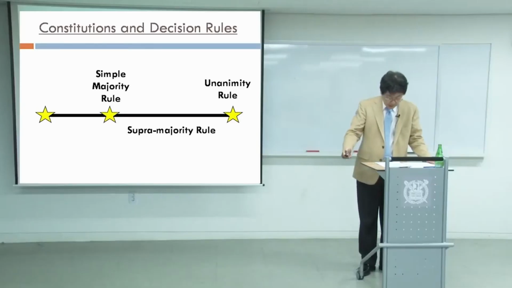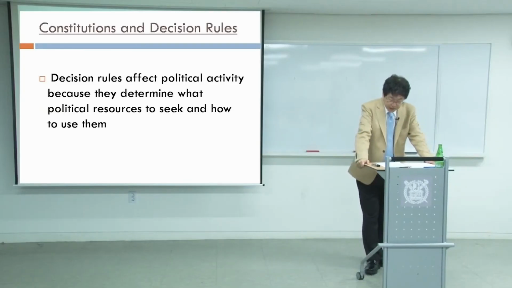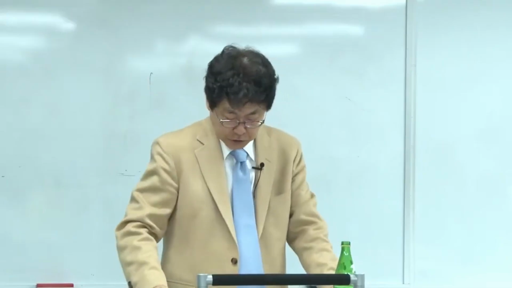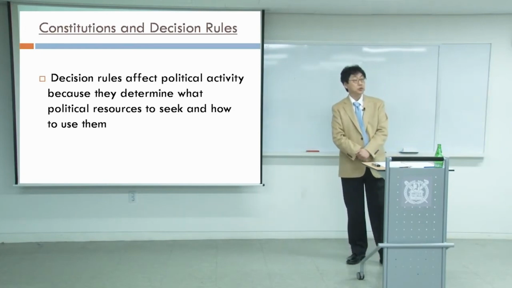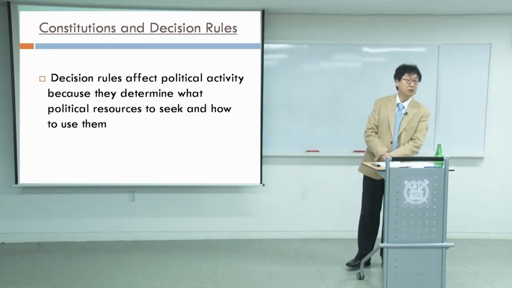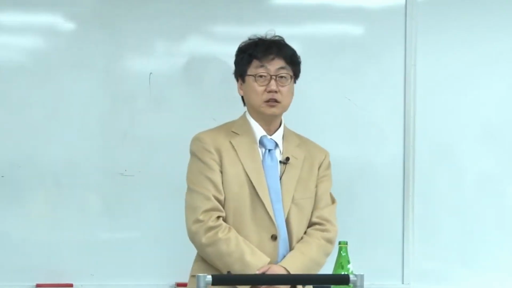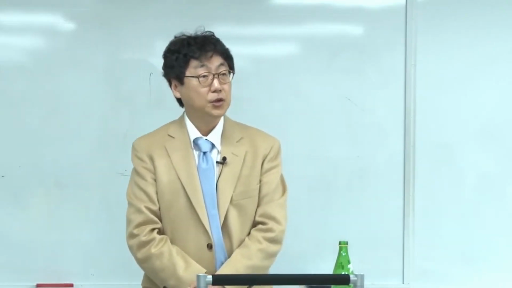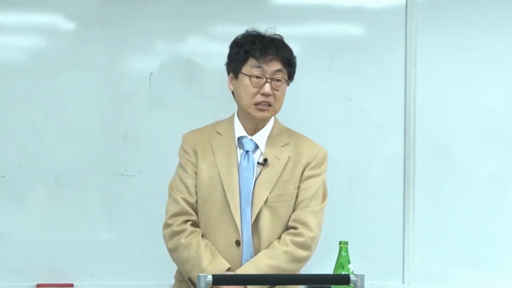So as I just mentioned, decision rules affect political activity because they determine what political resources to seek and how to use them. So if the decision rule is simple majority rule, you don't need to mobilize lots of resources. If the decision rule is close to unanimity, you have to convince lots of people, right? So it's going to take lots of resources or political capital.